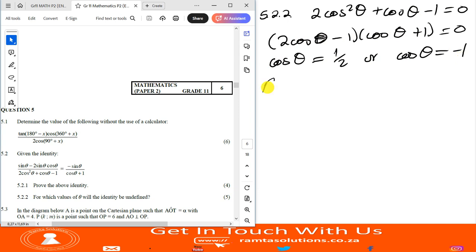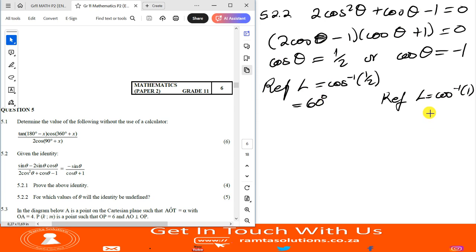So here, your reference angle is cos inverse of half. We know what it is. And here, let me just squeeze it here, the reference angle is cos inverse of 1. Remember, you don't consider the negative side. Cos inverse of half is 60 degrees, using your calculator. And here cos inverse of 1 is 0 degrees.